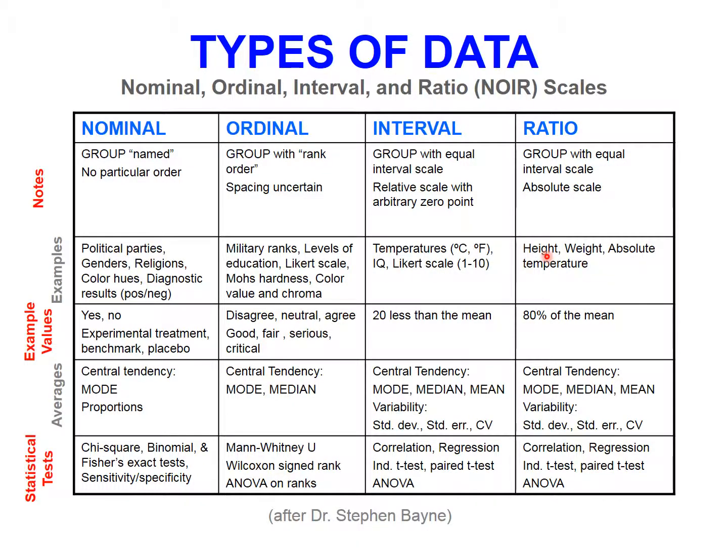Same thing, absolute temperature, absolute 0 degrees Kelvin, for example, would be a substance with no thermal energy in it at all. And now we can talk about something being a certain proportion of the mean of the rest of its group. We have all the same types of descriptive statistics and inferential statistics that we can do between interval and ratio data here.